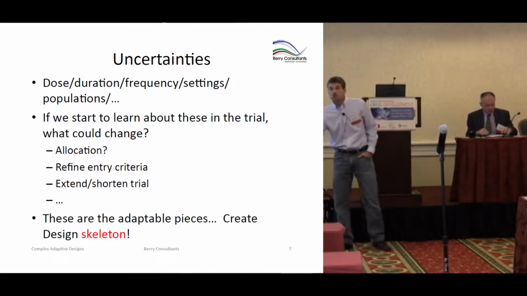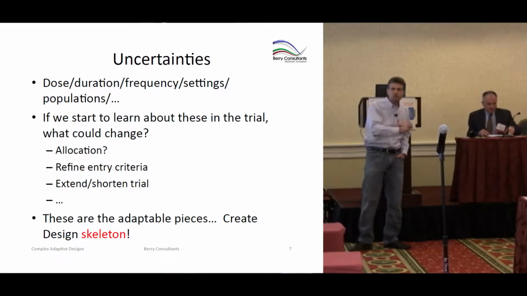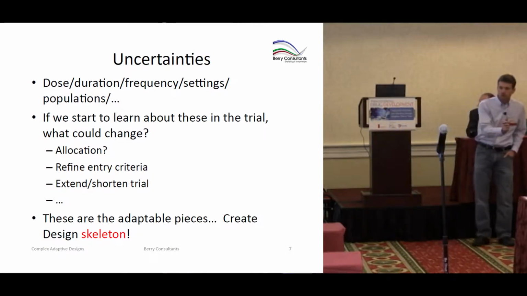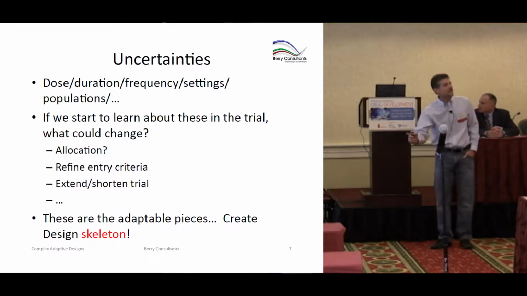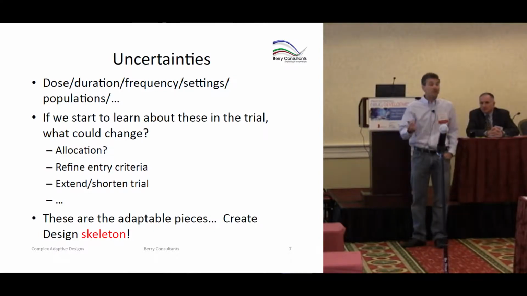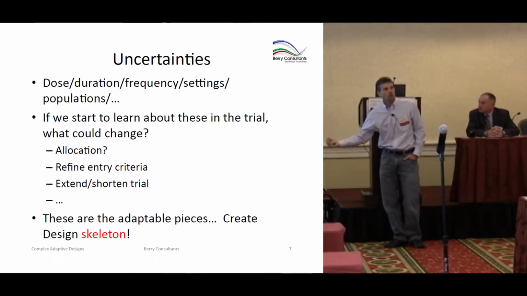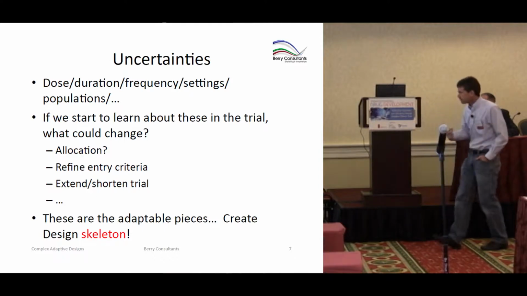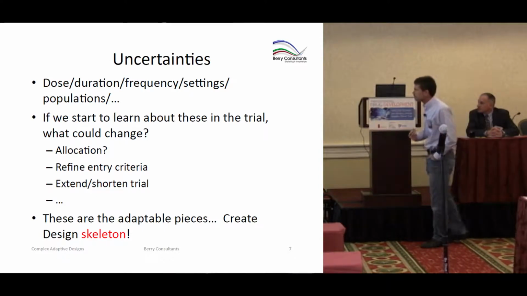Do we drop tumor types? Do we add tumor types? Do we restrict in an emergency setting that you need to be treated within 3 hours as opposed to 8 hours? These are things that could happen during the course of the trial. Maybe we extend the trial if we don't know the answers yet. Maybe we shorten the trial if we know the answers. And these are the adaptable pieces.